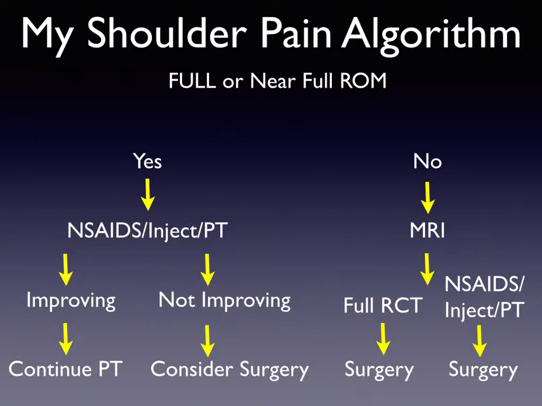If they have very poor range of motion, then we'll usually proceed with an MRI, although one could certainly consider injections. Usually it's good to have all the information on the front end before someone wastes a lot of time or money in physical therapy.